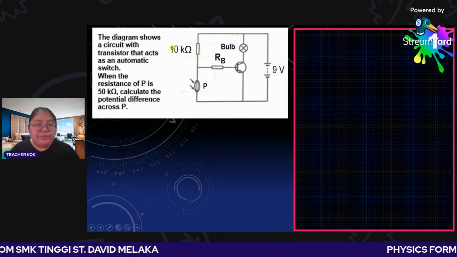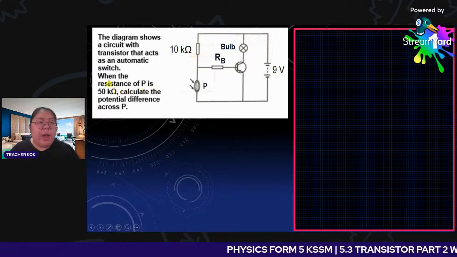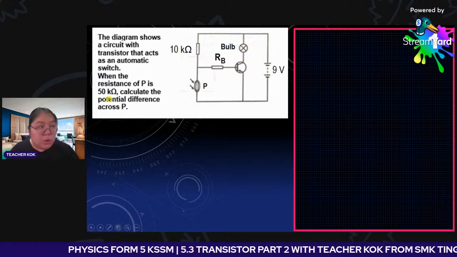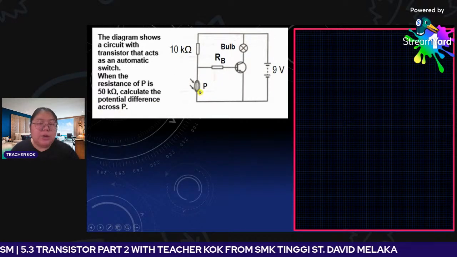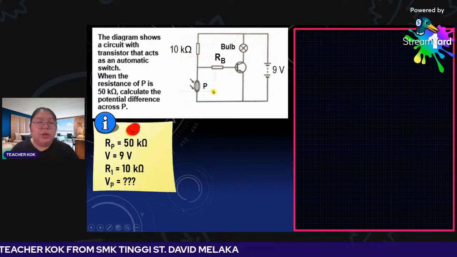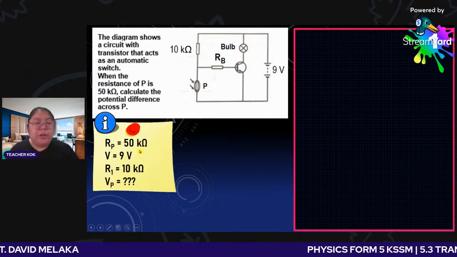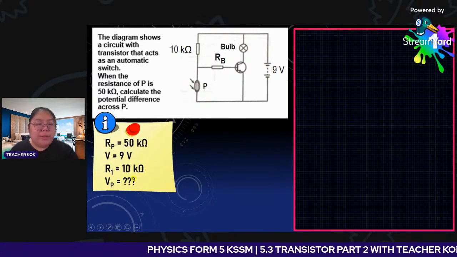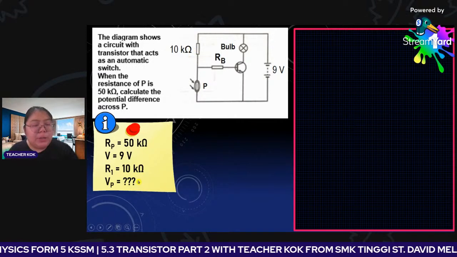This is R1, which is 10 kilo ohm. Resistor P is 50 kilo ohm. Calculate the potential difference across P, so they want to find V2. Info first: RP is 50 kilo ohm, the total V is 9 volt, and R1 is 10 kilo ohm. They ask what VP is.